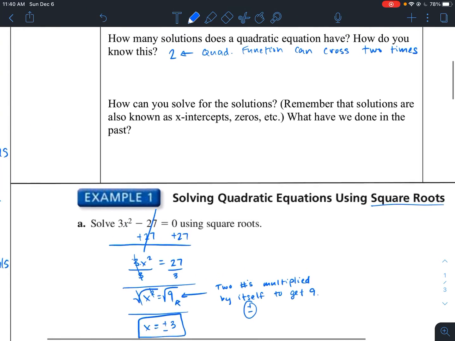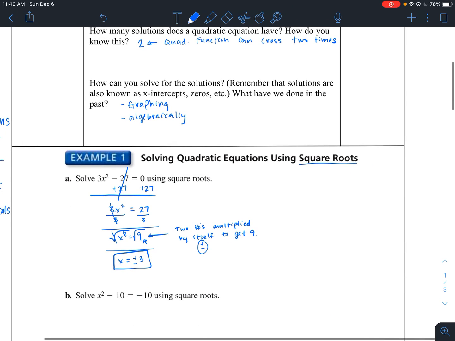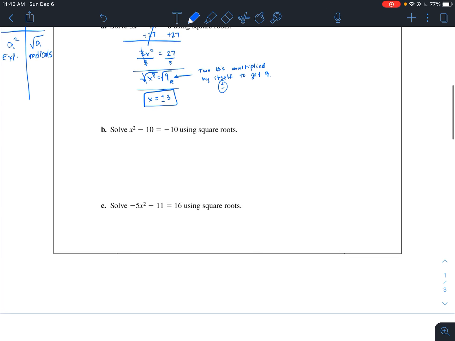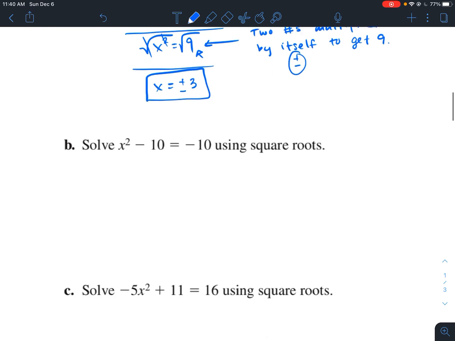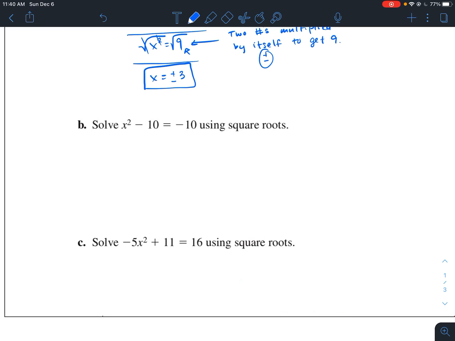Okay, so how can I solve for solutions? Well, we know one, there's graphing. We learned about that one earlier. Algebraically, we know that one. Let's see if we can find more as we go throughout these lessons. Alright, so let's go to B. Solve x squared minus 10 equal to negative 10 using square roots.